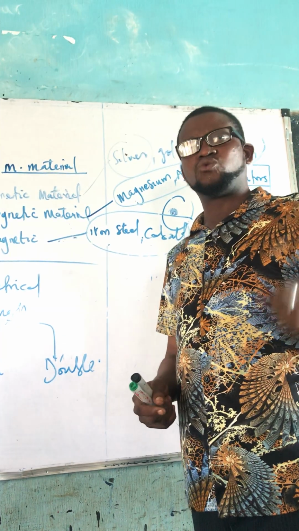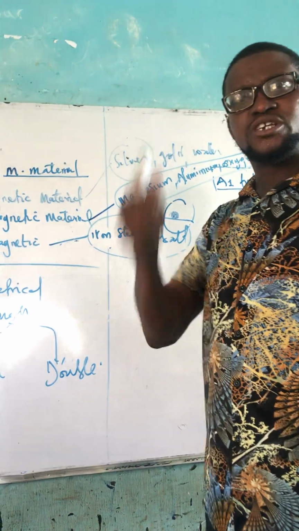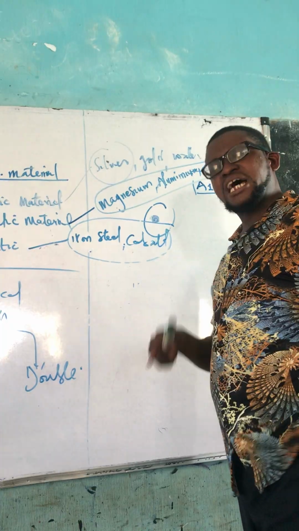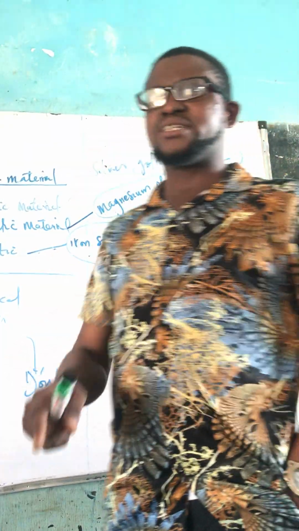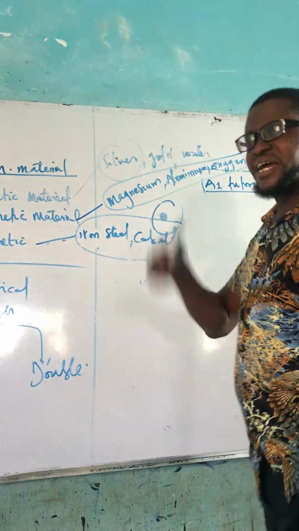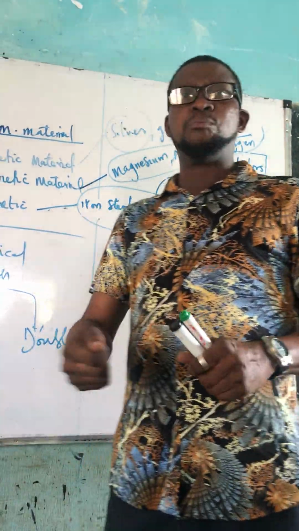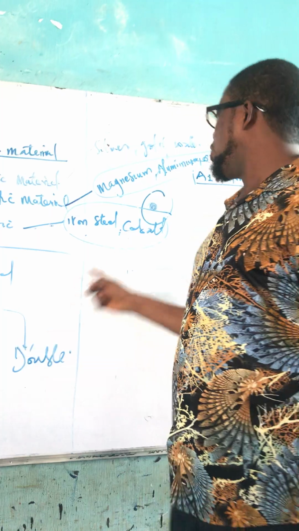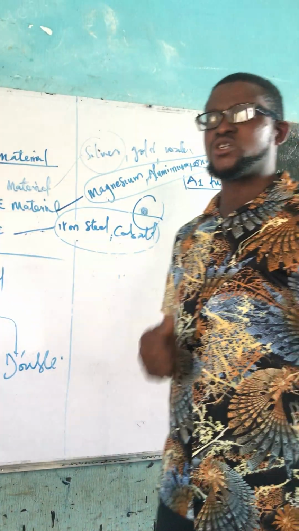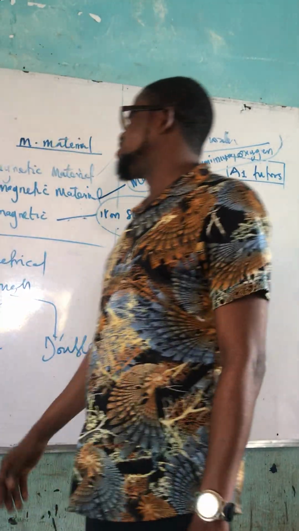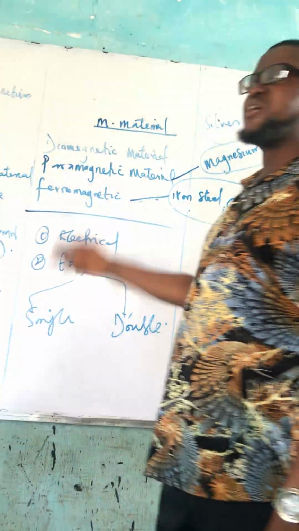Then we also have mechanical method. When you hit the magnet with a heavy object like a hammer or big stone, that magnet will lose its magnetism. That method is called mechanical method. Then the third method is heating method. When you burn or apply heat on a magnet, the magnet will lose its magnetism. So that is how to create magnetism, how to explain magnetic material.